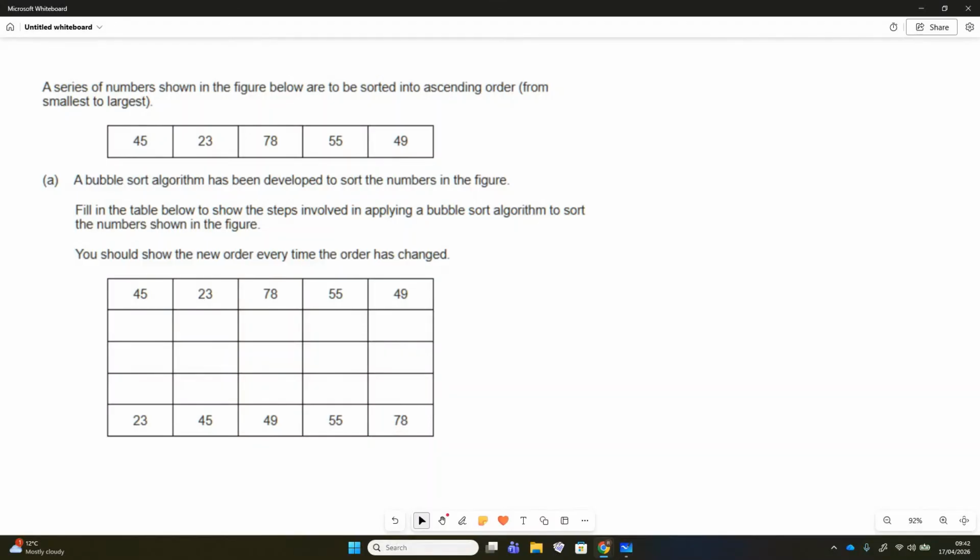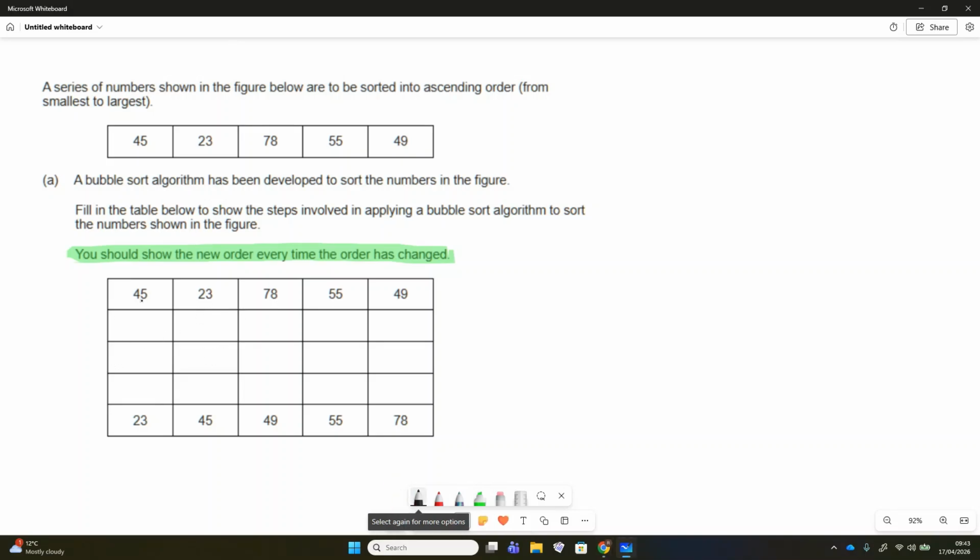So this is a question about sorting. We've got some numbers in a list, and we've got the bubble sort algorithm to do. The key thing, as they've written on this question this time, is that you should show the order every time something's changed. I think the reason for this is that sometimes it's difficult to see what we should write down in the boxes all the time.